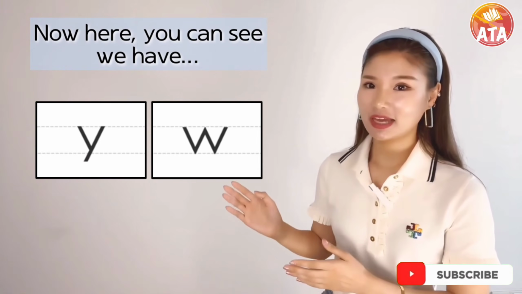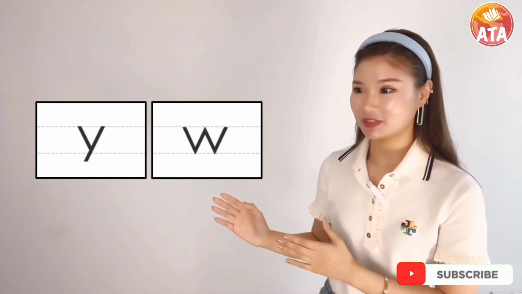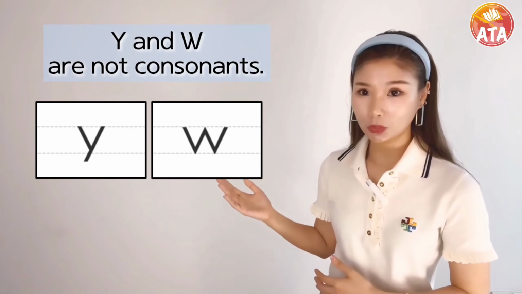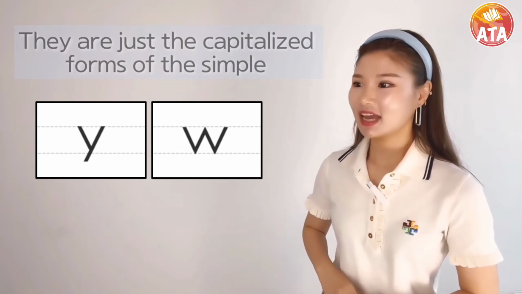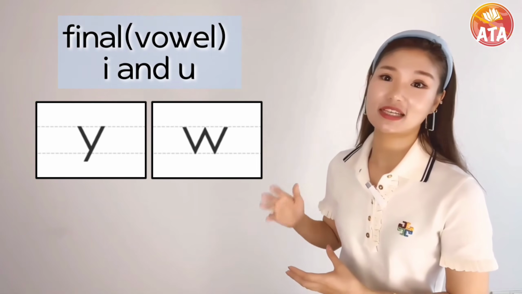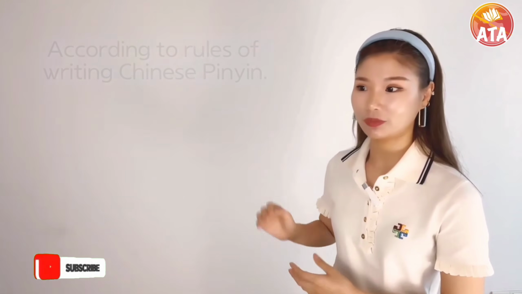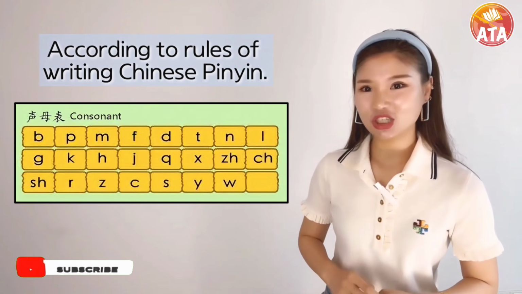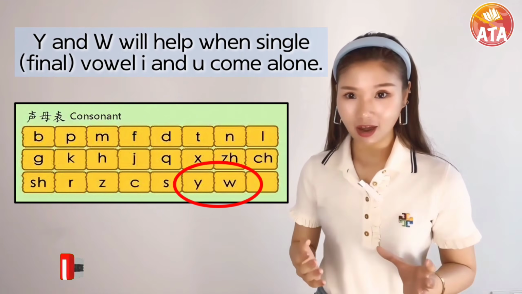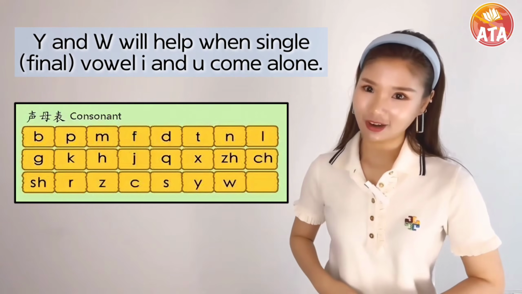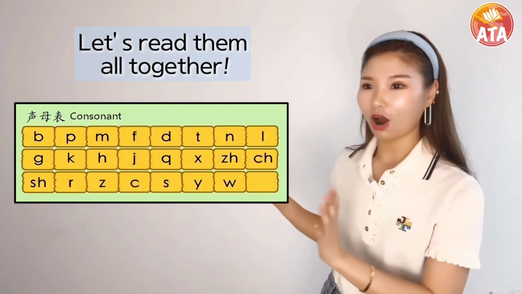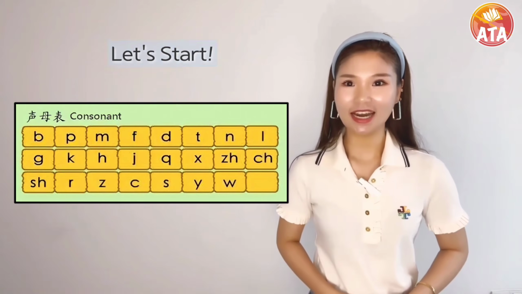Now you can see we have E and U left. As we discussed in the previous slide, E and U are not consonants. They are just the capitalized form of the simple final, or you can say simple vowel, e and u. According to the rules of writing Chinese pinyin, E and U are used when single vowels e and u come along. Before we end our class today, let's read all of them together. You ready? Let's start.